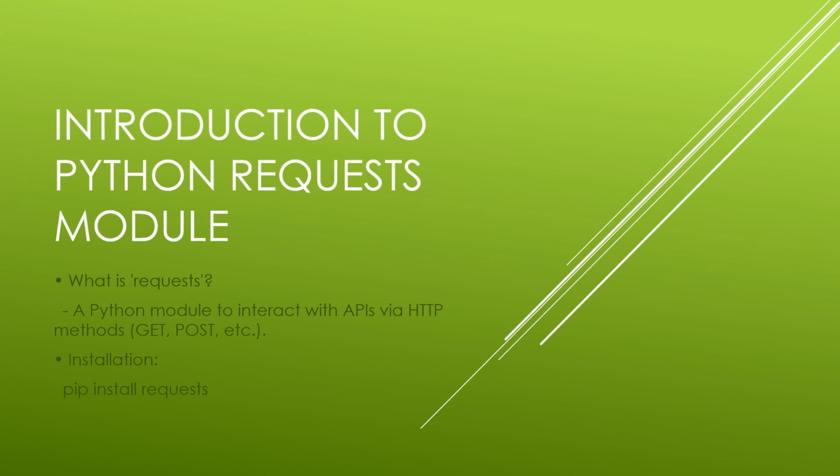To work with APIs in Python, we use the requests module. It's simple and easy to use for making HTTP requests. You can install it using pip install requests. With this module, you can send various types of requests, handle responses, and work with APIs efficiently.